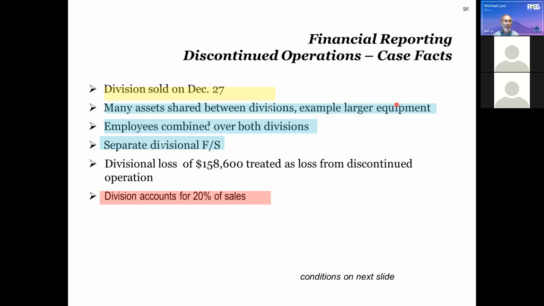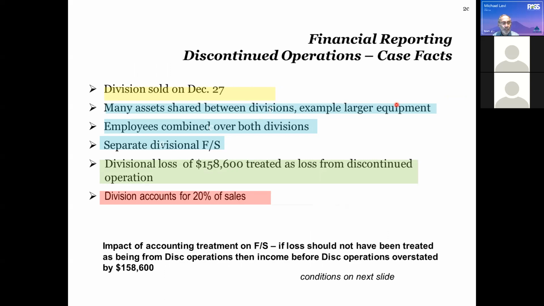Very good. Now, the last point is divisional loss of 158,600, which was treated as a loss from discontinued operations. So now they're giving me the impact of the accounting treatment on the financial statements. If we determine at the end that the loss should not have been treated as discontinued, then we know the adjustment we're going to need to make, which will of course impact the purchase price, which is based on income before discontinued operations.